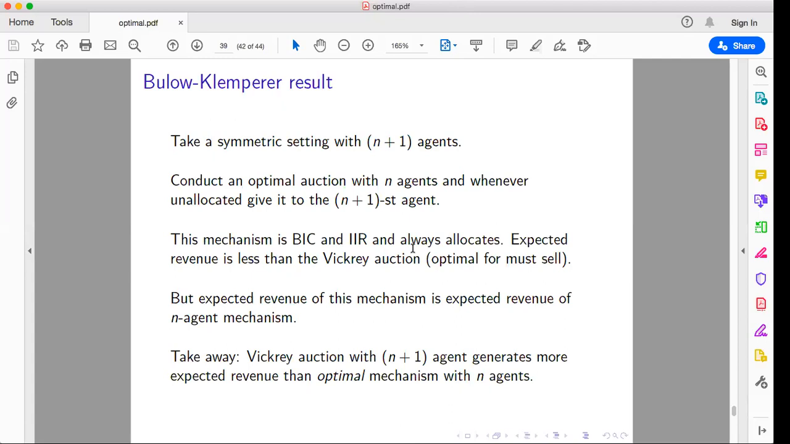Sir, does it mean that the expected revenue under Vickrey auction is increasing in N?